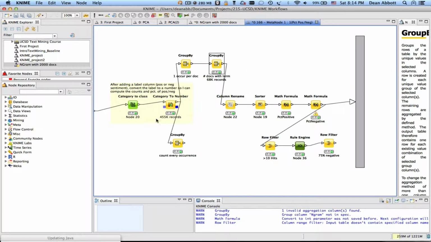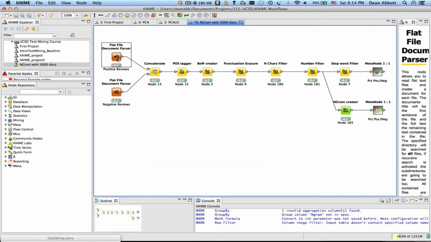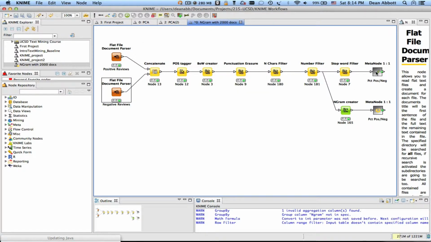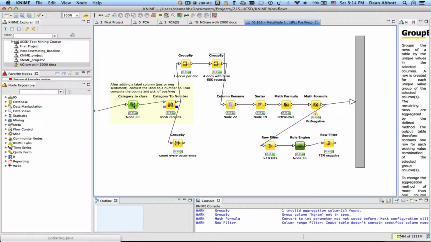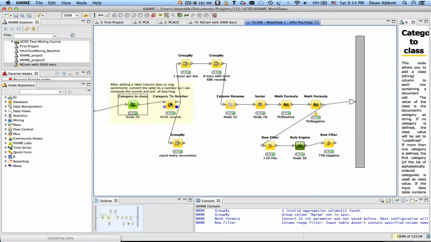So the first thing I'm doing is converting the category to class. And the category label, I'm going to back up here, was defined when we were loading up the data. Here the document category is positive, and on the other side, the document category is negative. This is metadata assigned to the documents, and when I use the category to class node, it exposes that value and dumps it into a column. So now I'll have a column which indicates the class label value.